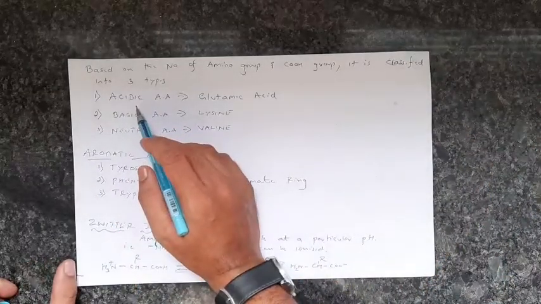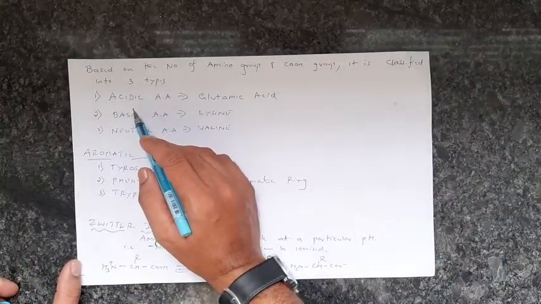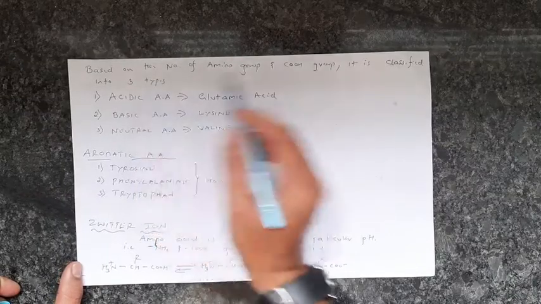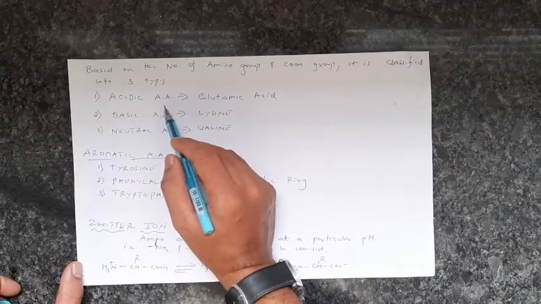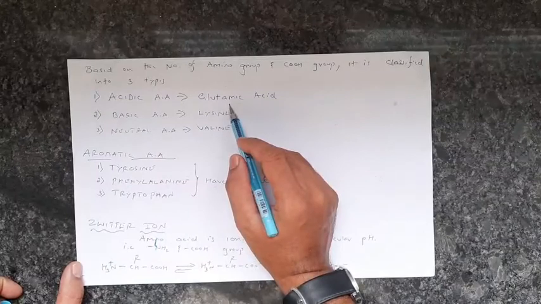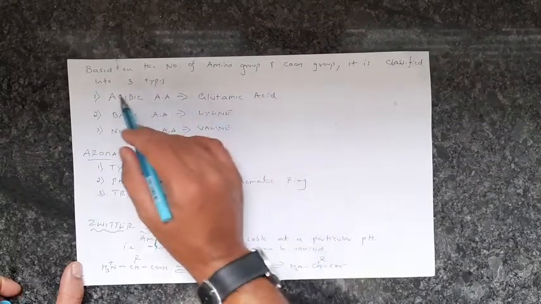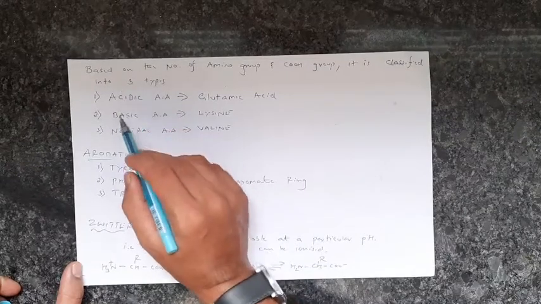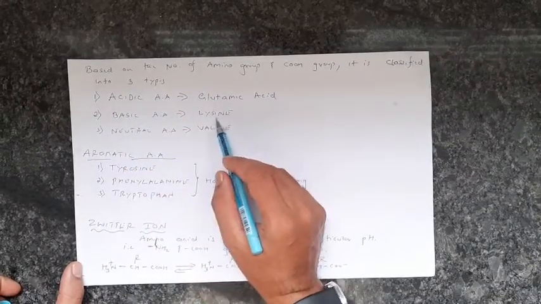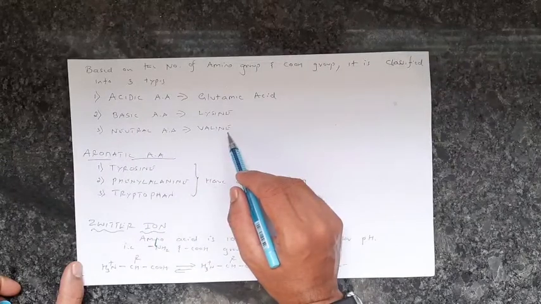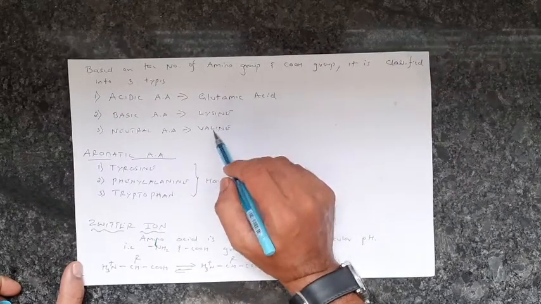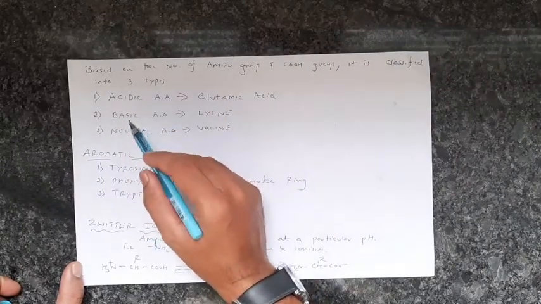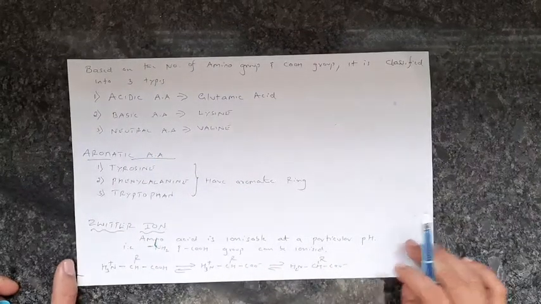Here I will not go into detail. I have made a video on this. If you want, I'll share that. So acidic amino acid. Here the example given is glutamic acid. Glutamic acid is a good example for acidic amino acid, very important for NEET or CET, could be asked. Basic amino acid, lysine. Neutral amino acid, valine. So glutamic acid, lysine, valine are the examples of acidic, basic, neutral amino acids respectively.